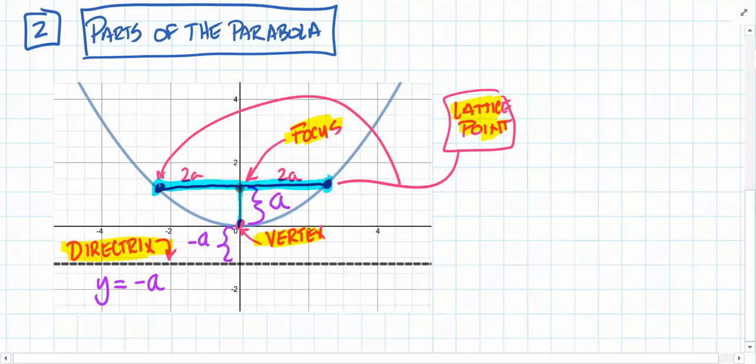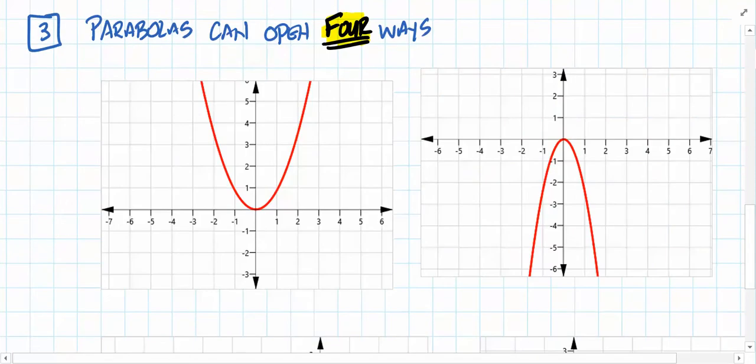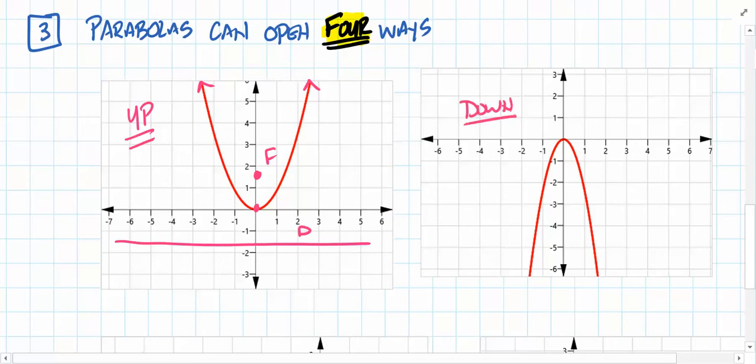For this last little bit of the lesson, I wanted to tell you that parabolas can open 4 ways. Parabolas can open up, like in this case, so my parabola is opening upwards. My focus would be somewhere around here, my directrix somewhere around here, and of course my vertex is here. They can open down, and this is nothing new. It has to do with the a value in front of the x squared term, and again I'll show you examples. So here's the vertex, here's our focus, which means our directrix would be somewhere up here.